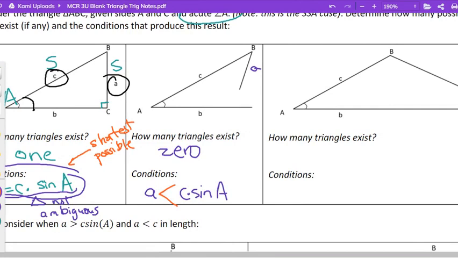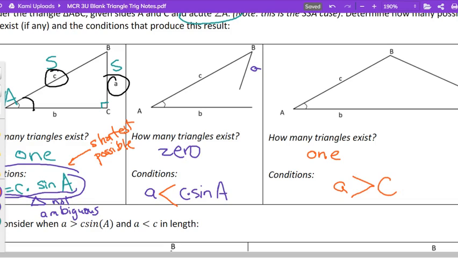Then we have a case here where side A, what can you tell me about side A compared to side C? Actually, side A is longer. So when side A is much longer than C, how many triangles are we making? Two? No, one. I know it's confusing. We're just making one triangle, because you haven't seen yet what I mean by two triangles. So in this case, we're making one triangle, and this means that A is greater than C.